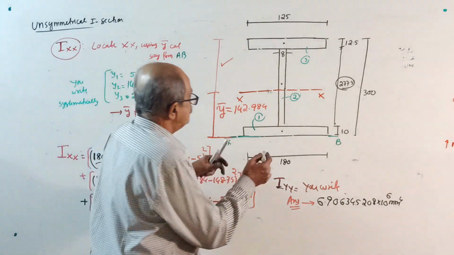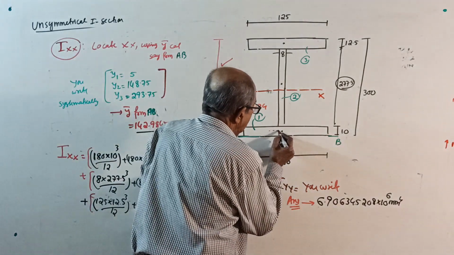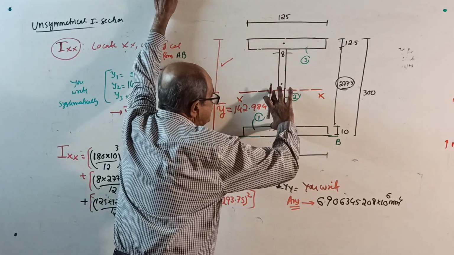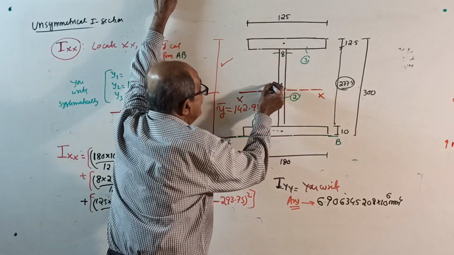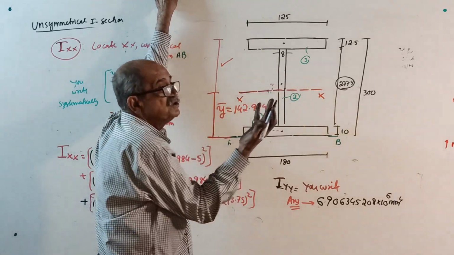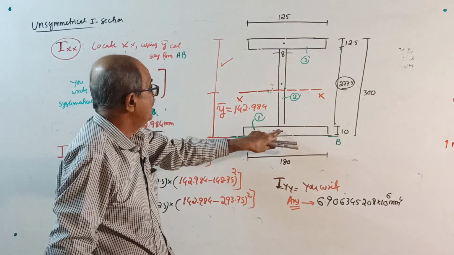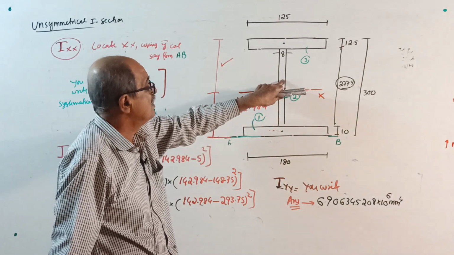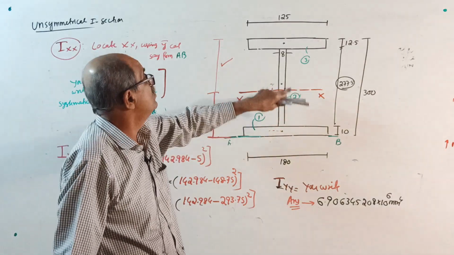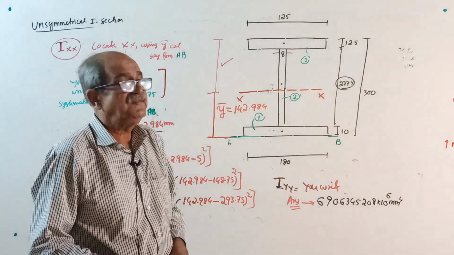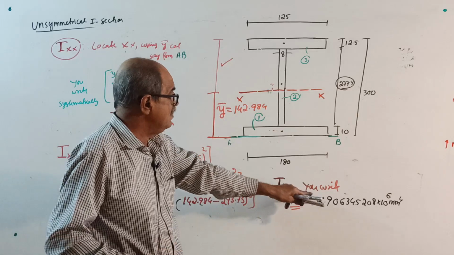Otherwise, see, you start with I about its own axis. I want this distance square. Then here, see, careful, this distance is required. No struggling. For this one, y bar minus y1 square. For this one, y bar minus y2 square. For this one, y bar minus y3 square. That is Ixx.